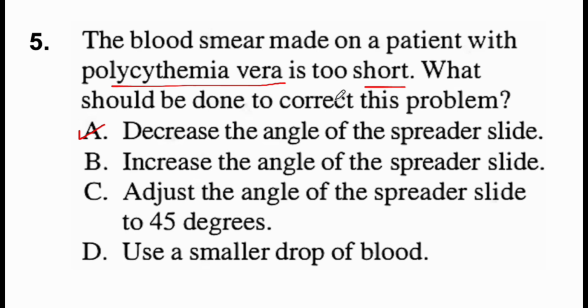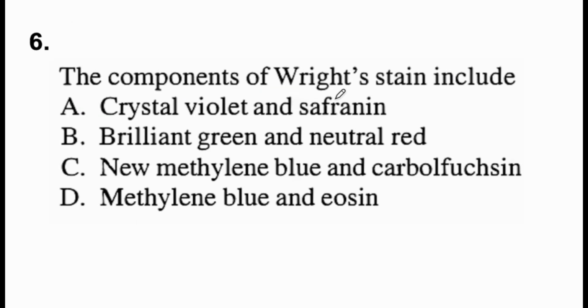Polycythemia vera means the patient has a very high hematocrit, so the blood is very thick. Thick blood doesn't spread easily and creates a short smear. To create a longer smear, you need to decrease the angle of the spreader slide, make it flatter. This gives the thick blood more space and time to spread out before it stops.